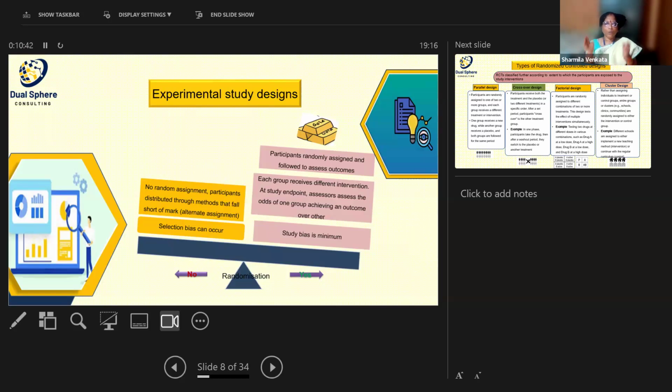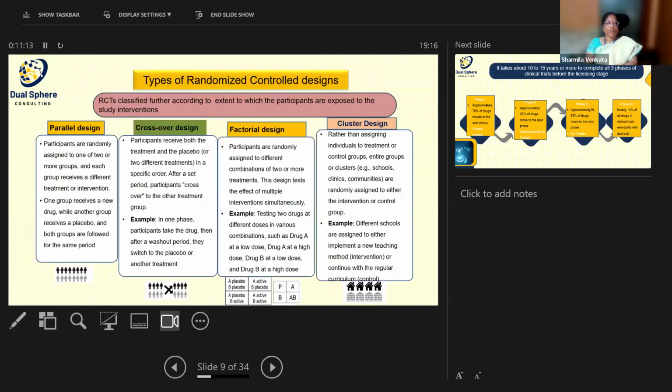They are also called the gold standard. But remember one thing: experimental designs are not always possible or ethical. We cannot randomize people to smoke or not smoke. That's why observational designs remain critical. Then we come to types of randomized controlled designs.